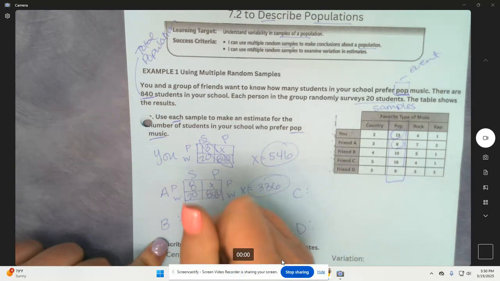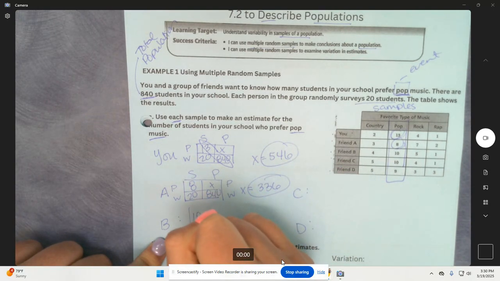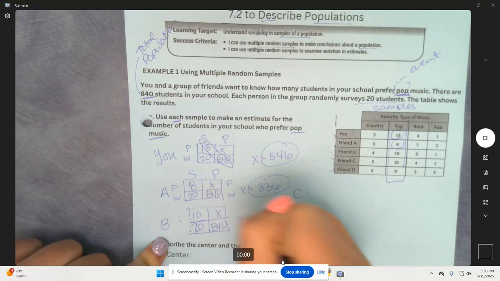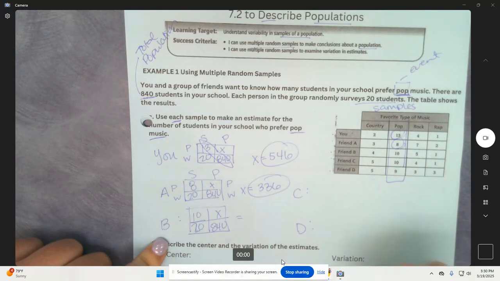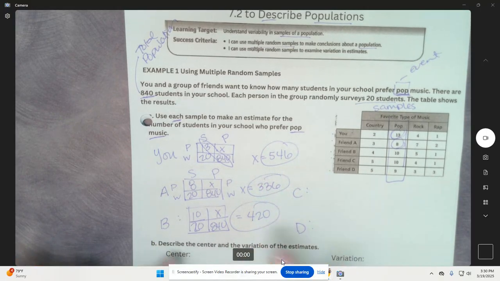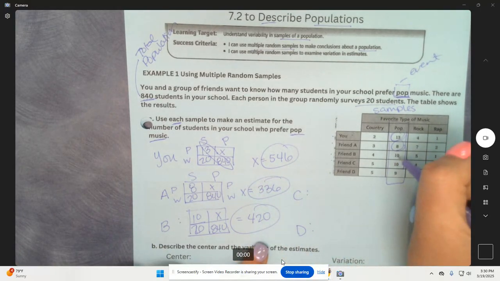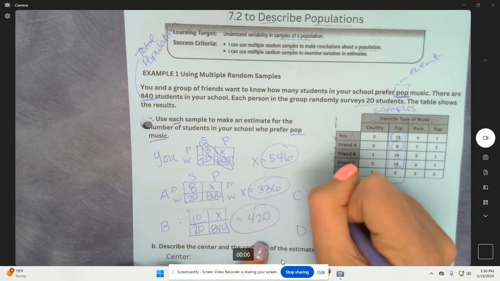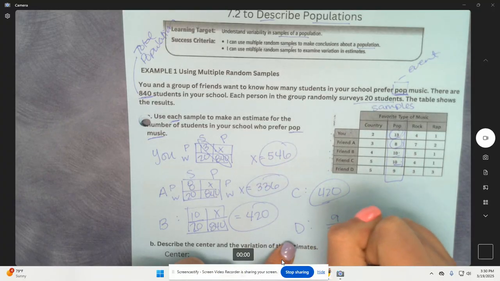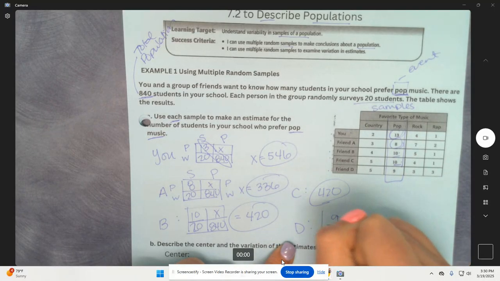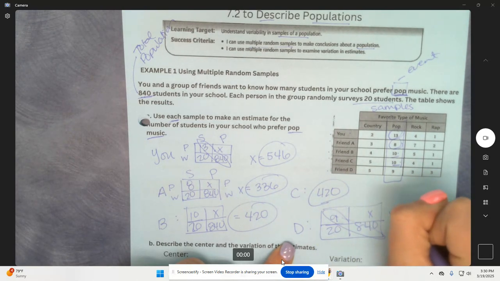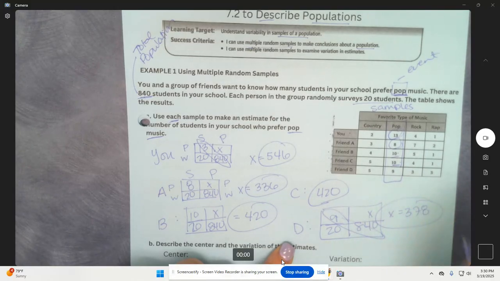Friend B had 10 over 20. And if we have 840 in our whole population, based off of friend B, I'm sorry, there should be about 420 here. Well, friend B and friend C are the same, so we can go ahead and write down the same number for them. And then friend D has 9 out of 20 compared to 840. So I cross multiply and I divide, which means there should be about 378.